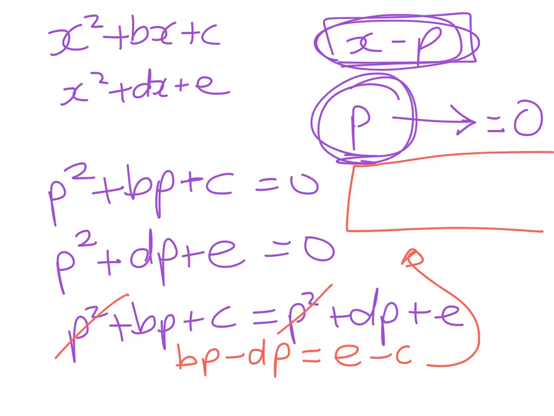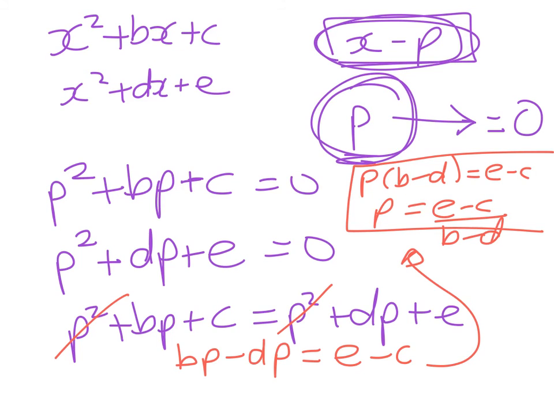So taking out the common factor of p, I get p times b minus d is equal to e minus c. So p is equal to e minus c over b minus d, as required. Okay, so much less algebra intensive way to do that question.